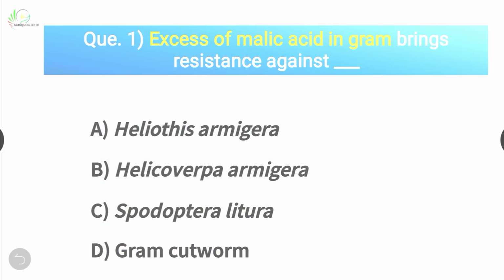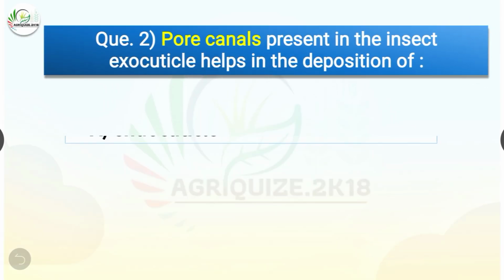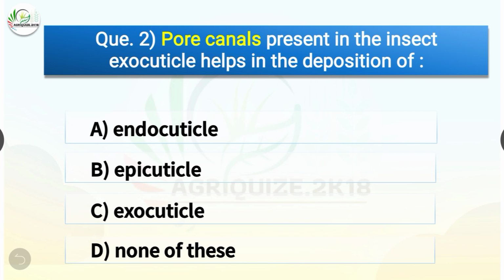Question number 2. Pore canals present in the insect exocuticle help in the deposition of. The options are endocuticle, epicuticle, exocuticle or none of these. The correct answer is option B, epicuticle. So pore canals present in the insect exocuticle help in the deposition of epicuticle.